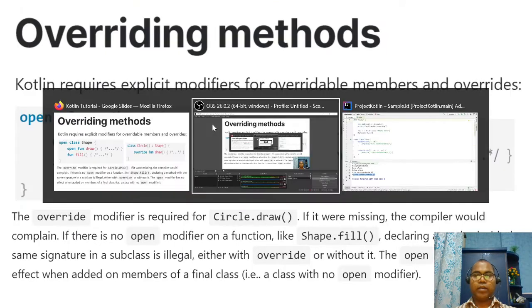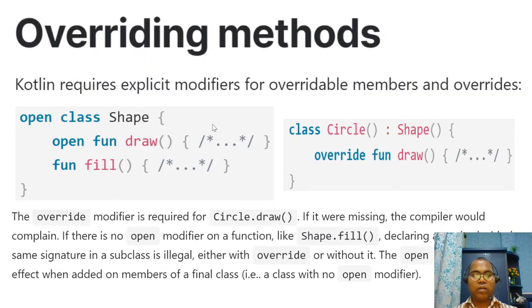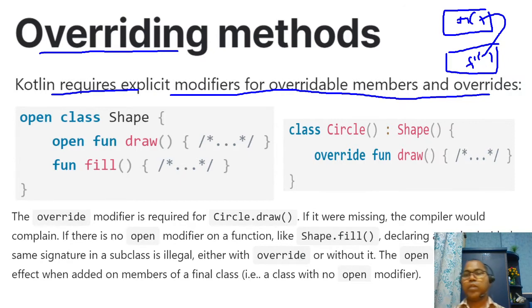So let us first define what we mean by overriding. What is the meaning of overriding? Kotlin requires explicit modifiers for overridable members and the override keyword. Let's see, here we have one superclass and we define one method f1, and in the subclass you define the same method f1. If you are not writing any method inside your subclass, it is automatically inherited and you can access it.